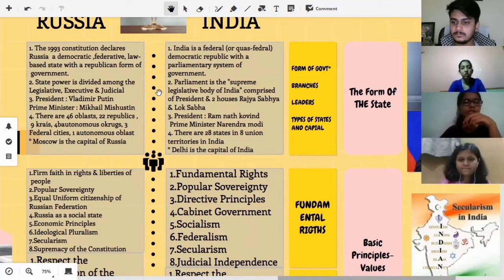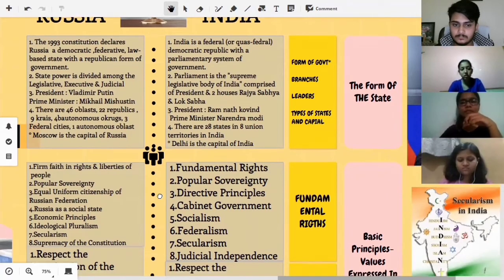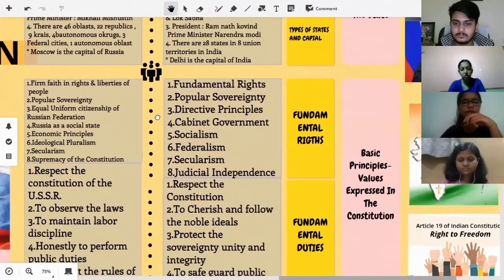Types of states. In Russia, there are 46 oblasts, 22 republics, 9 krays, 4 autonomous okrugs, 3 federal cities, 1 autonomous oblast, and in India there are 28 states and 8 union territories. Capital of Russia is Moscow and of India is Delhi. Now some of the basic principles in the Constitution of India and Russia.